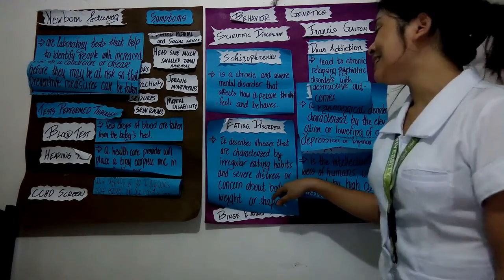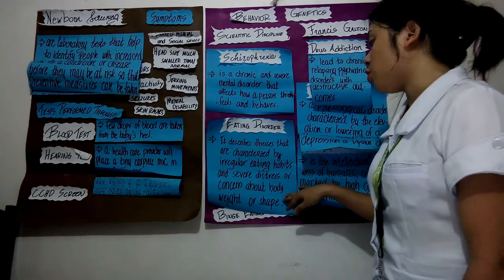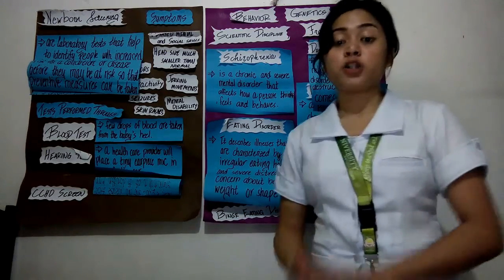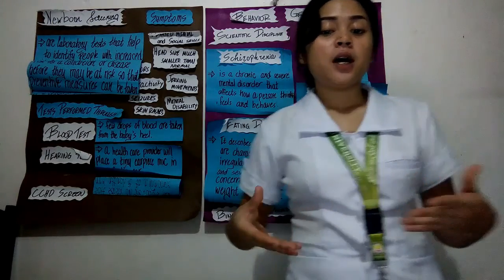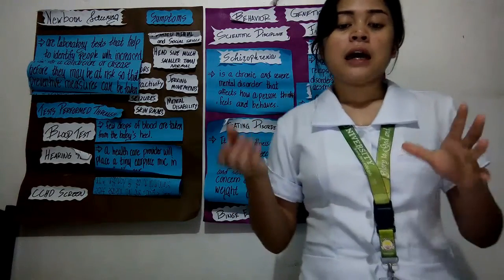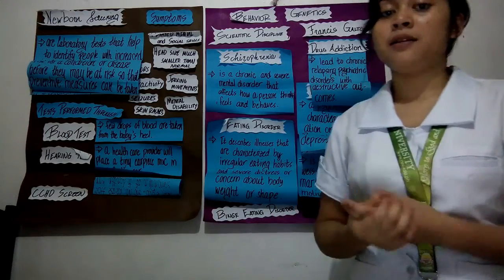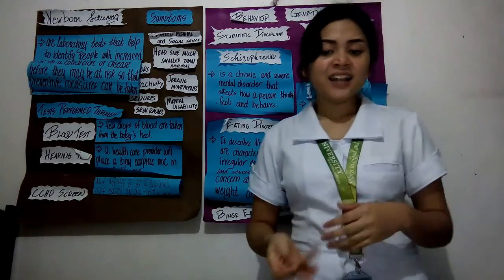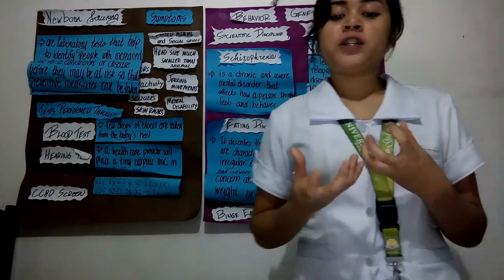It describes illnesses that are characterized by irregular eating habits and severe distress or concern about body weight or shape. This disorder also runs in our families. But the study finally pinpoints two genes that significantly increase a person's risk of developing anorexia and bulimia nervosa. Eating disturbances may include inadequate or excessive food intake, which can ultimately damage an individual's well-being.